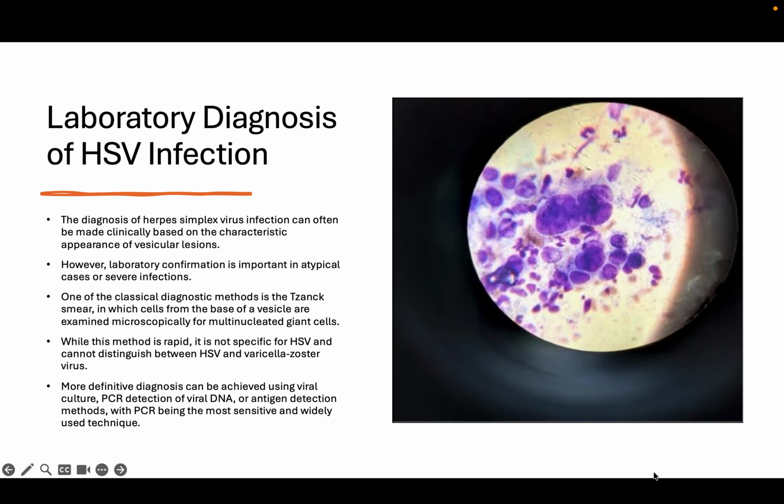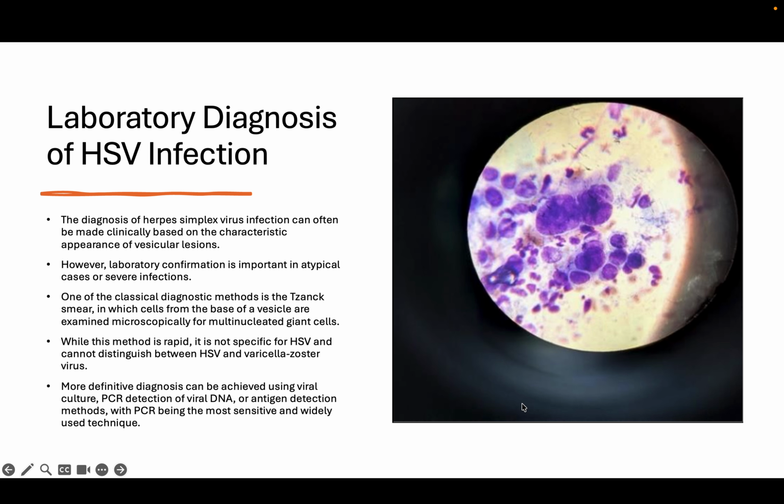Okay, so when it comes to diagnosing herpes viruses, usually it's quite easy and simple. You look at these vesicular lesions. As I said, they're very characteristic, and in how they progress. But of course, there are many different laboratory confirmations you can do.